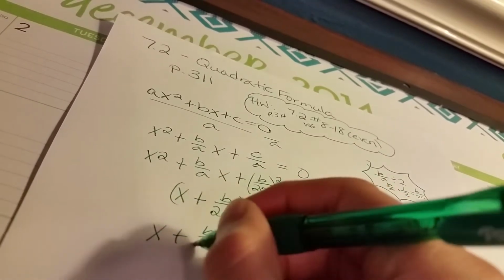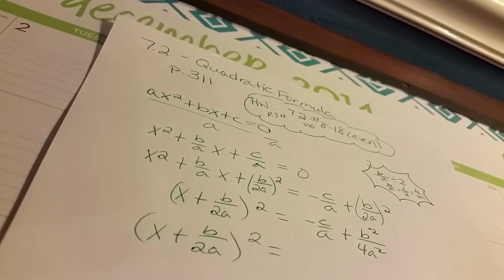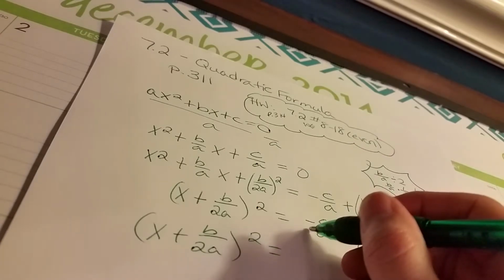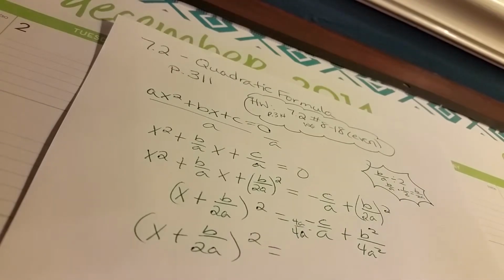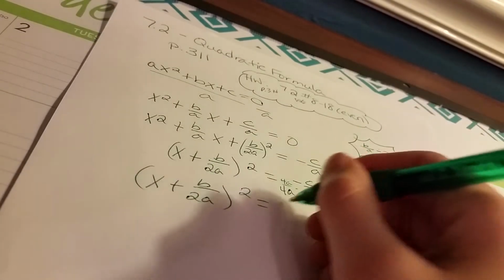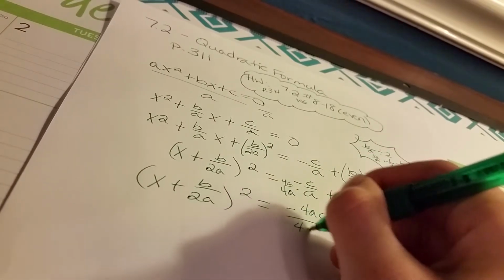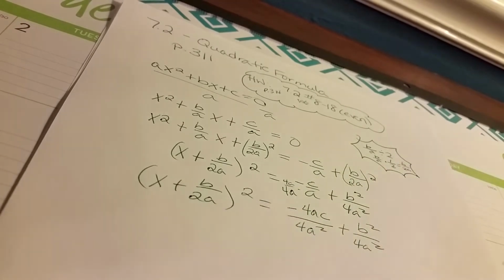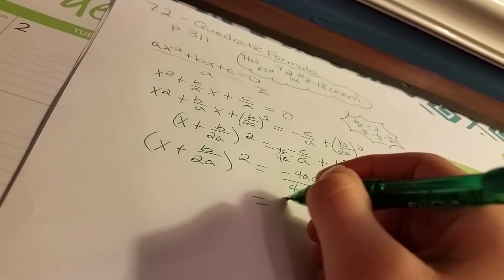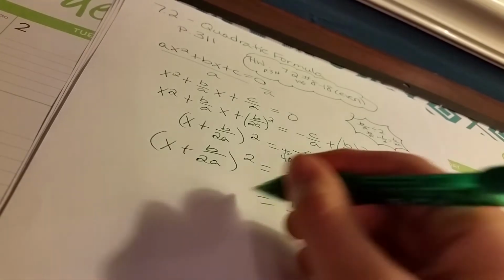So let me rewrite this side of the equation. Now the common denominator would be 4a squared. So this is going to need to be multiplied by 4 times a. So 4a over 4a will give us 4a squared in the denominator. So we have negative 4ac all over 4a squared plus b squared over 4a squared. Now that we have a common denominator, we can actually put this together. Let's use the commutative property and flip it so that we'll have the negative term as a minus. So b squared minus 4ac all over 4a squared, right?